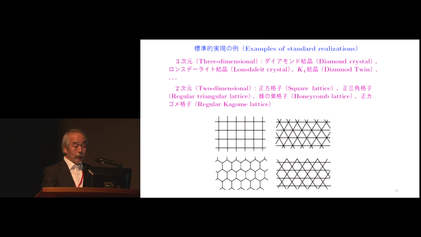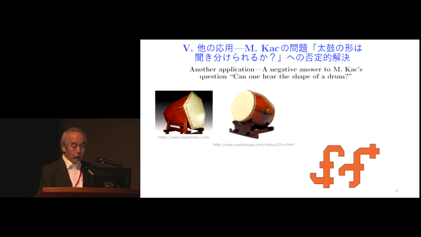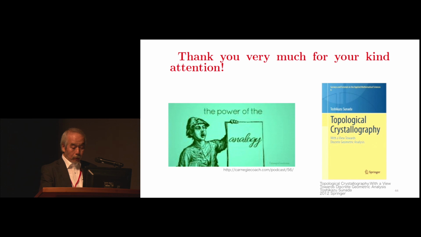So let's skip this. There are many examples of standard realization: the two-dimensional lattice, and also the three-dimensional diamond crystal and Lonsdaleite crystal. Now it's time, so the negative answer to Kac's question, can one hear the shape of a drum? I'll just run through the slides. Thank you very much. This was the power of an analogy. Thank you for your attention.